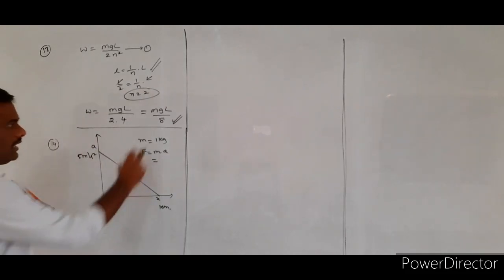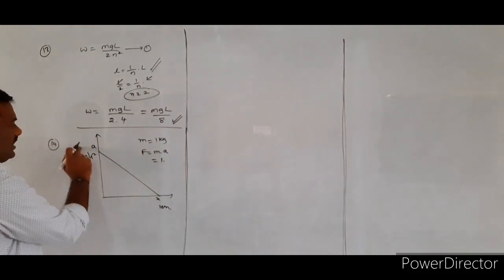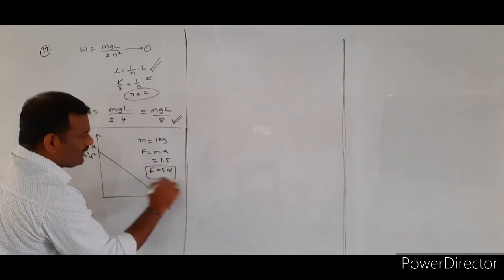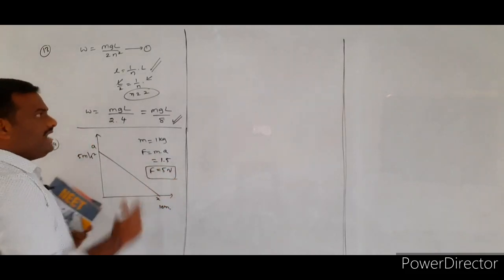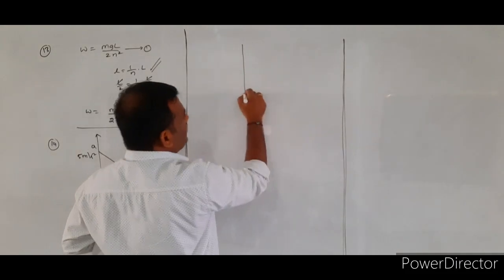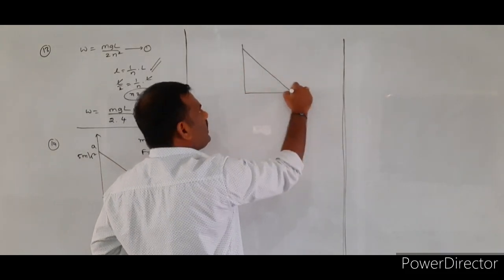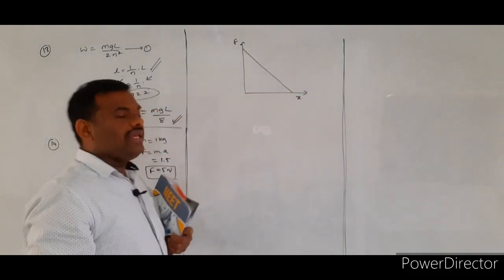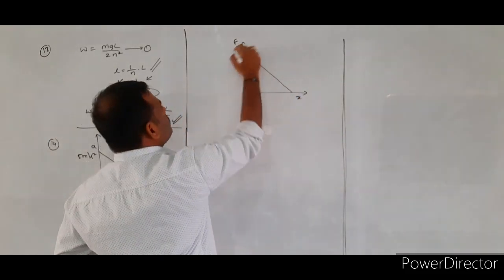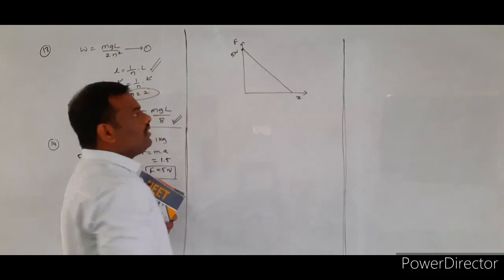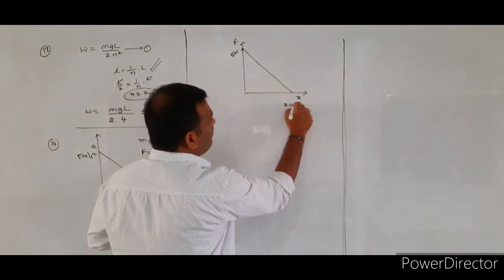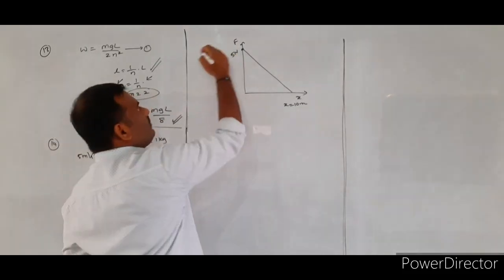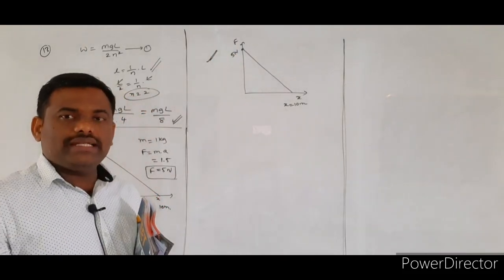Mass is 1 kg. Acceleration is 5. Therefore, the maximum force is 5 Newton. So from the acceleration displacement graph, we draw the force displacement graph. Here, the maximum force value is 5 Newton, and the maximum displacement value is 10 meters. Like this, we have to make the force displacement graph.